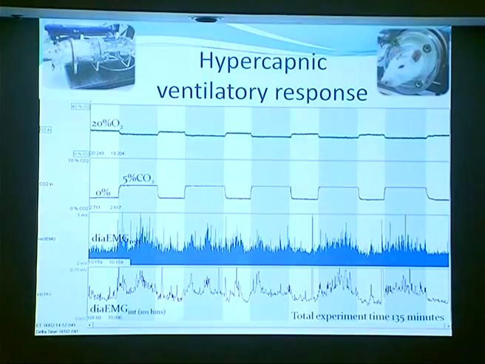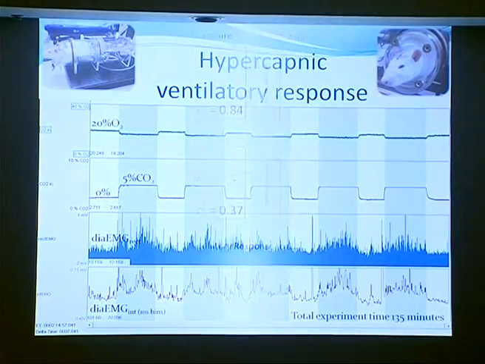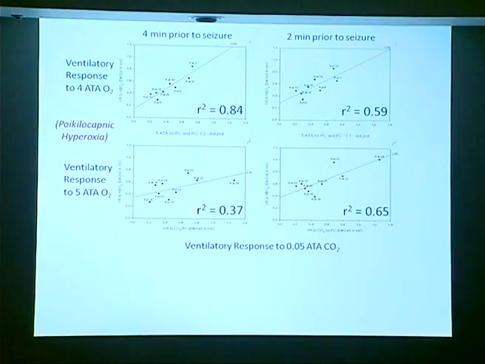So in the same animals, we also did their CO2 responses to 5% CO2 here. And we analyzed that, and what we found, we weren't quite sure, since there was some variability, and I think it's probably due to the fact we're using poikilocapnic hyperoxia, not regulating end-tidal CO2. You can see we got everything from a very strong correlation to, well, not so much. This is 4 minutes prior to seizure at 4 and 5 atmospheres, and 2 minutes prior to seizure at 4 and 5 atmospheres. So using the poikilocapnic hyperoxia, we get a relation.